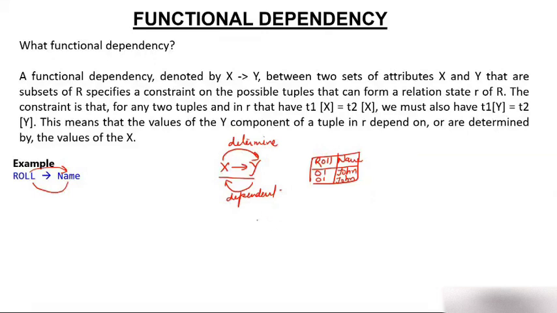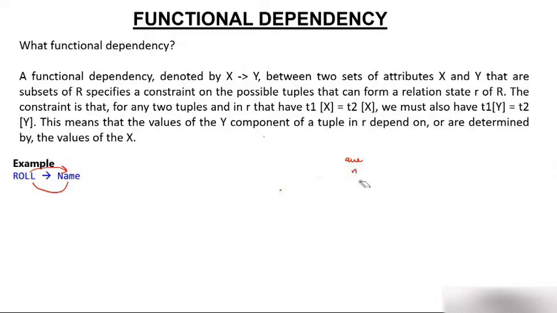Can we write something like name arrow roll number? Can we write roll number is dependent on name? No, it's not practically possible, because we can have two similar names, but their roll numbers may be different. A class can have more than two students having the same name, but their roll numbers are always different. So this is not true. This is false. So this is what functional dependency is all about.